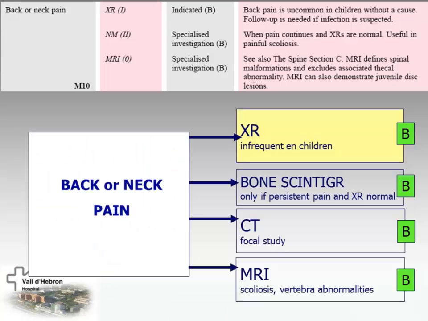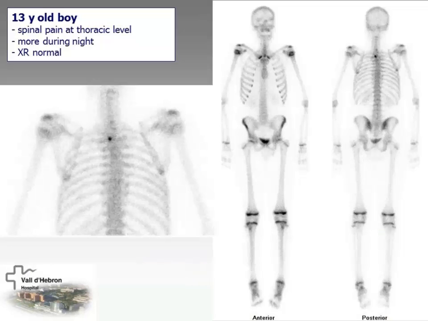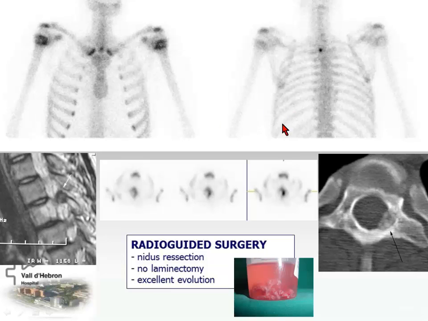Back pain or neck pain is not frequent in children, and it is always organic. This is a case of a 13-year-old boy with spinal pain at the thoracic level, worse during the night, with a normal X-ray. And here, what do you see? We see a very focal, very small lesion with a very high uptake. We performed the SPECT, but not SPECT CT, and comparing with a diagnostic CT performed just 2 days before, we can see that this is a nidus, and here we can see the lesion. We performed a radio-guided surgery with a nidus resection, no laminectomy, and an excellent evolution of this boy.